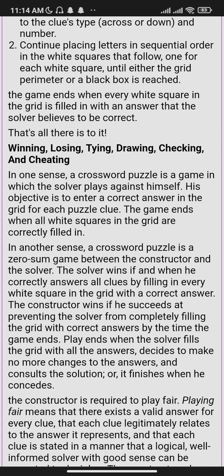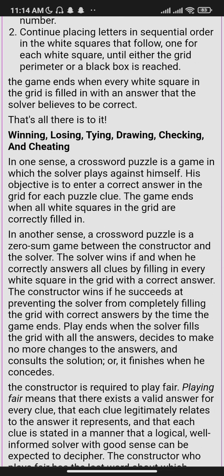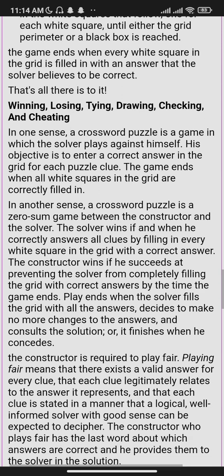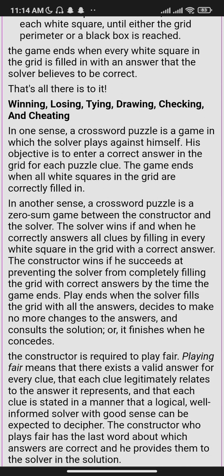In another sense, a crossword puzzle is a zero-sum game between the constructor and the solver. The solver wins if and when he correctly answers all clues by filling in the white squares in the grid with the correct answers. The constructor wins if he succeeds at preventing the solver from completely filling the grid with correct answers by the time the game ends.